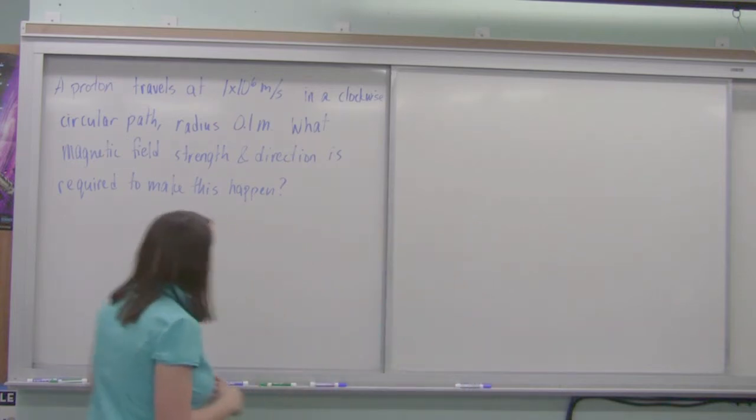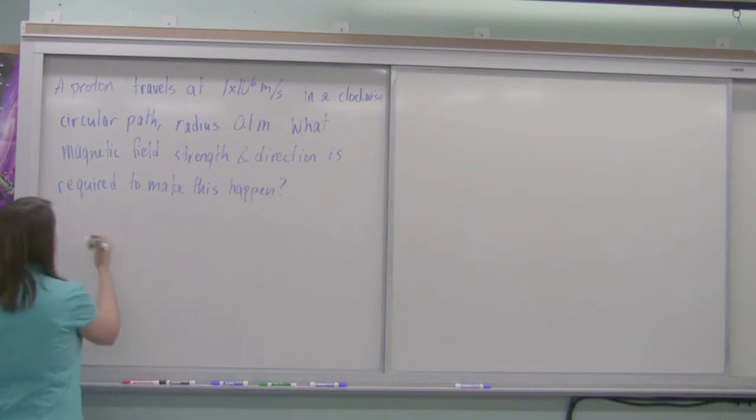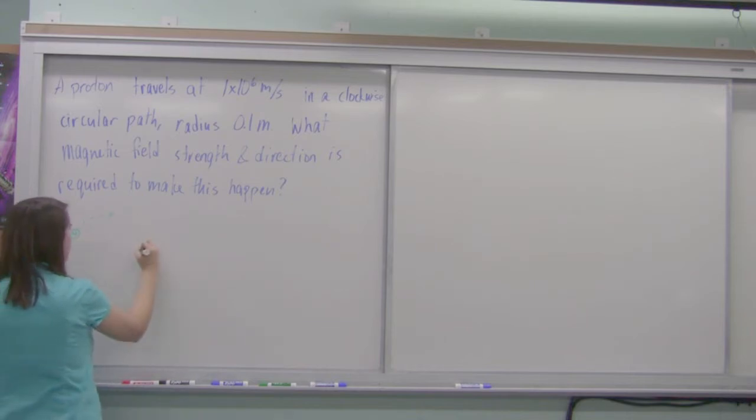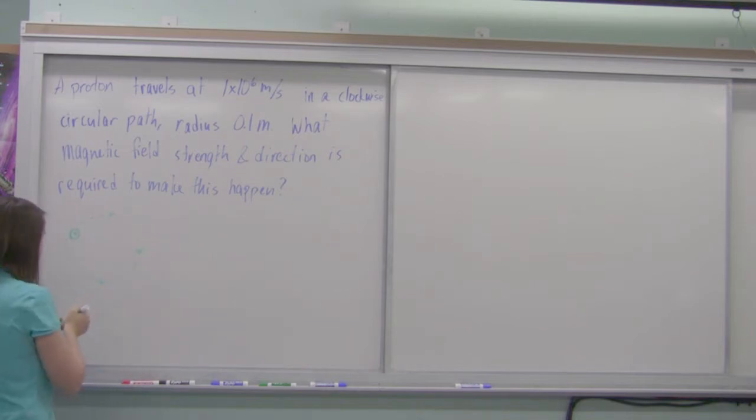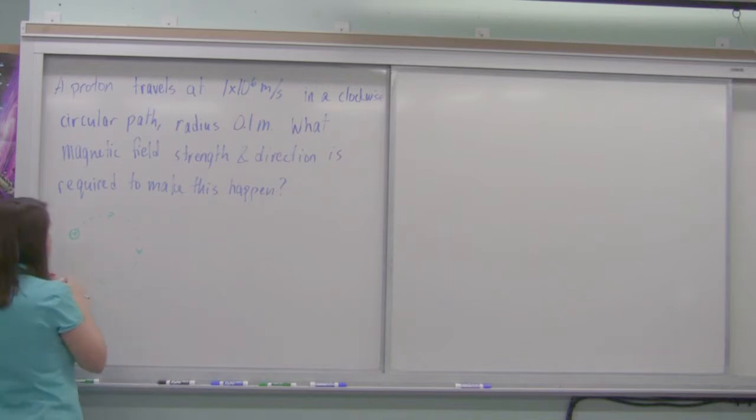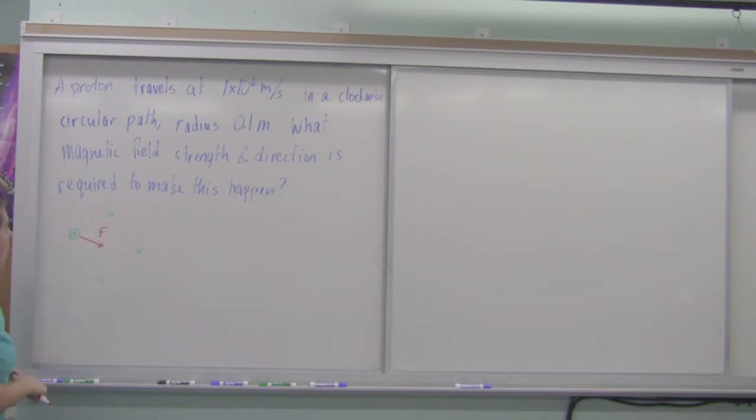All right, so let's start with this. Let's start by drawing a diagram. Here's our proton. It's going in a clockwise path, which means since it's going in a circle, its acceleration is towards the center, which means there's a force on it towards the center.